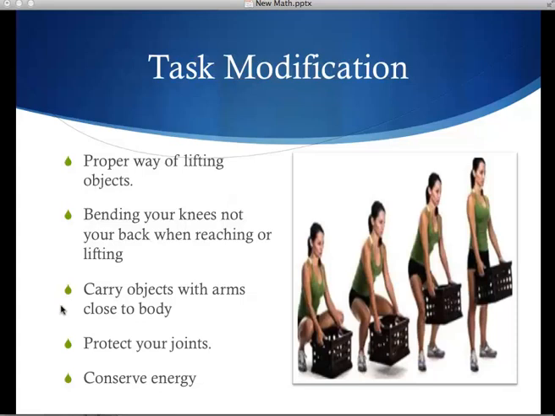This is actually a method of joint protection and also a method of energy conservation during tasks, so you do not tire easily.